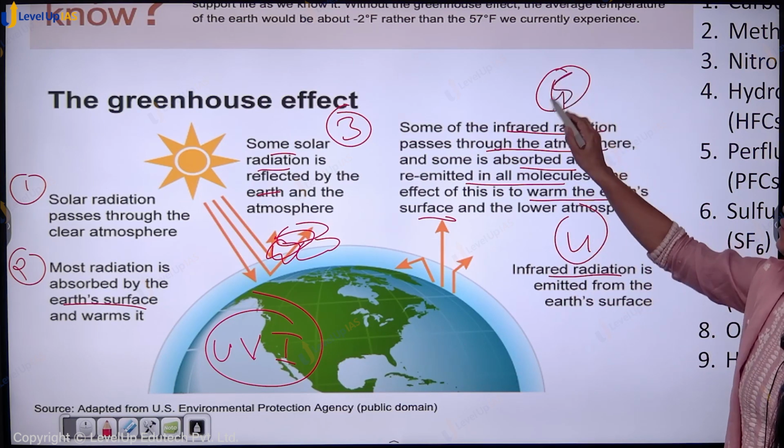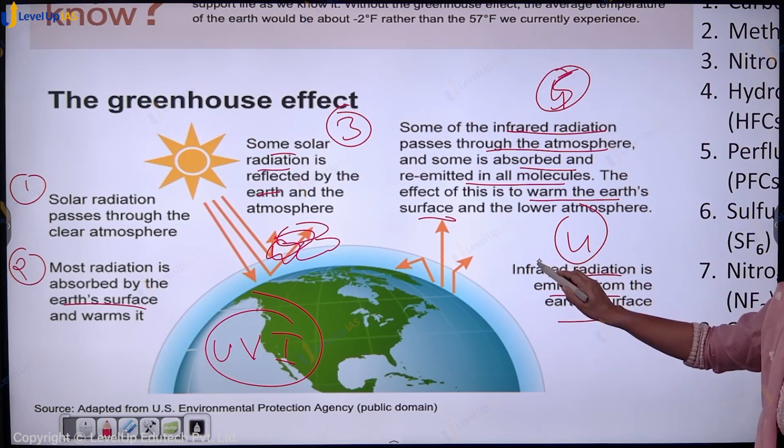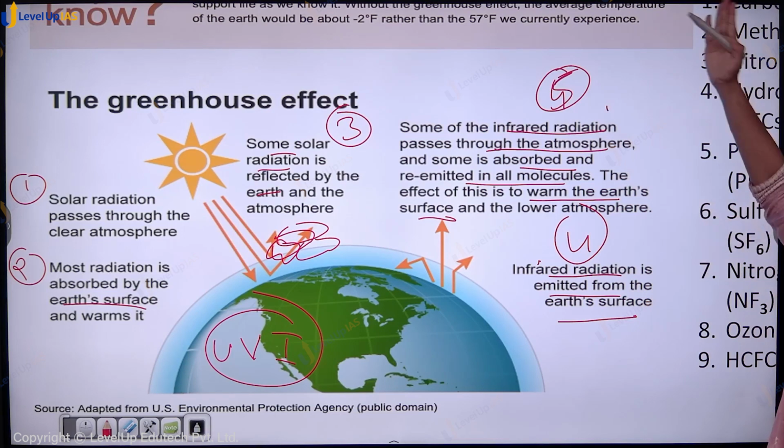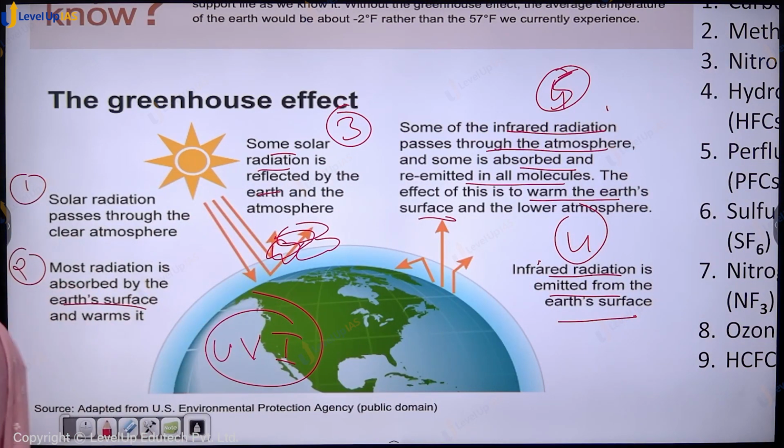And the infrared radiation is emitted from the Earth's surface. They pass through the atmosphere. This is the fifth one. So labeling karna in that order. 1, 2, 3, 4, 5. Make the diagram. If you have doubts, we'll see the doubt notes.